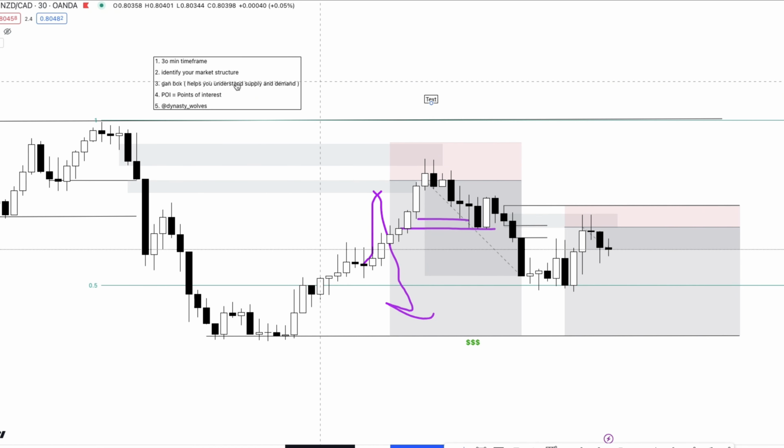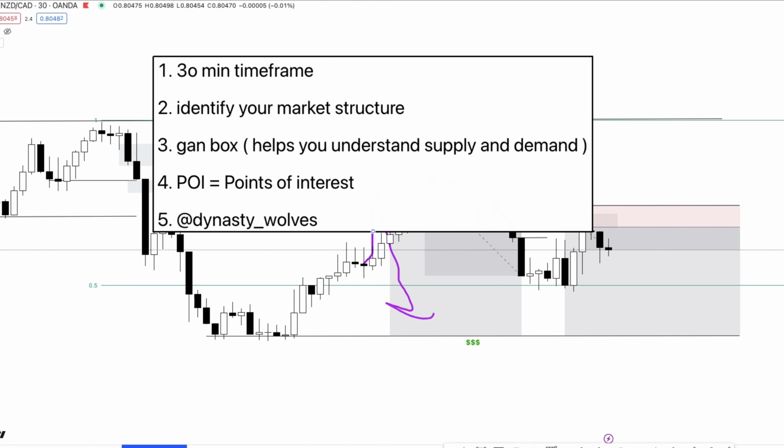Okay? And here are the steps. So we're at the end of the video. I hope this helped you guys. Here are the steps. Step 1, 30-minute time frame. Step 2, identify your market structure. Step 3, GAN box, which helps you understand supply and demand. Step 4, POI, points of interest. The gray boxes are the points of interest. So your supply and demand, order blocks, anything you're familiar with.